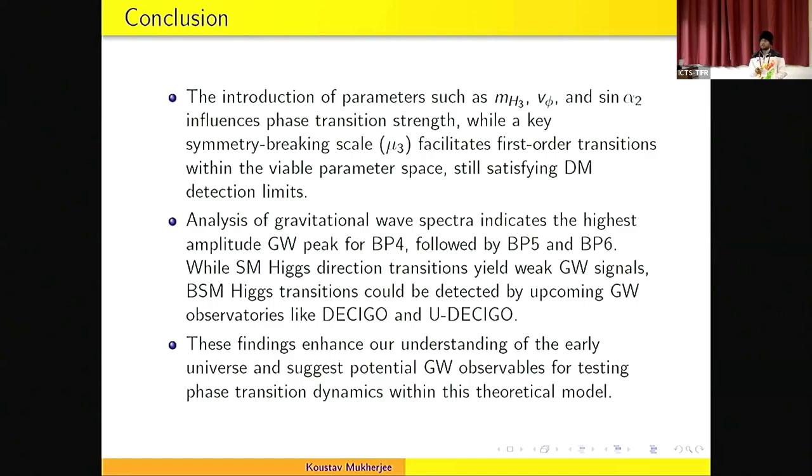Now the analysis of this GW spectrum indicates the highest amplitude coming from the points which are only along the BSM Higgs direction, and these findings enhance our understanding of the early universe and suggest potential GW observers for testing phase transition dynamics within this theoretical model. Thank you.